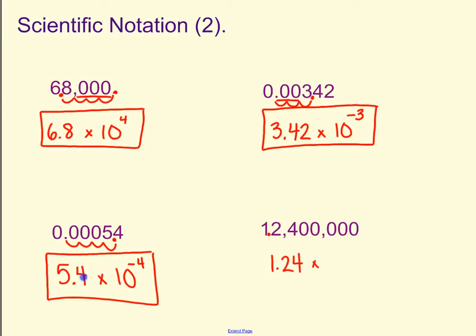1.24 times 10. Because this is a big number, I'm going to get a positive exponent. Then we just have to count. Here's where the old decimal was. 1, 2, 3, 4, 5, 6, 7. So positive 7. So you have to pay close attention to where the decimal goes and whether or not your exponent will be positive or negative.